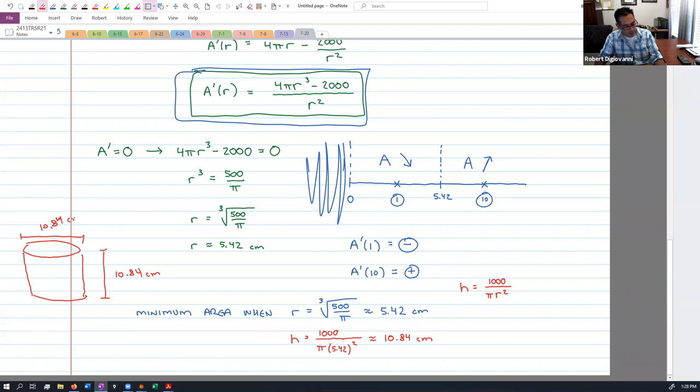The radius happens to be half of the height. It is true. That is not a coincidence. That is the way it is. For any can, any aluminum can, if you want to use the minimum surface area, then you'll always want your diameter and height to be the same. If you do that, you'll use the least amount of material possible.